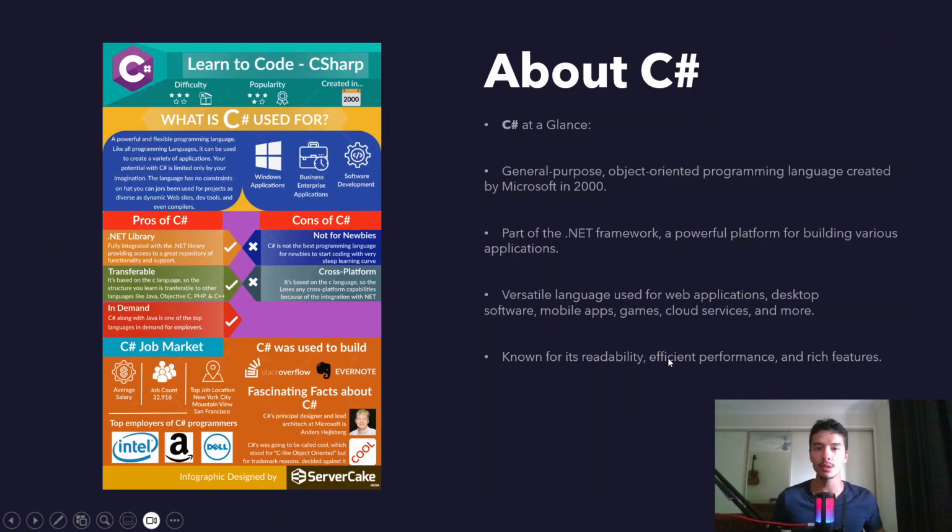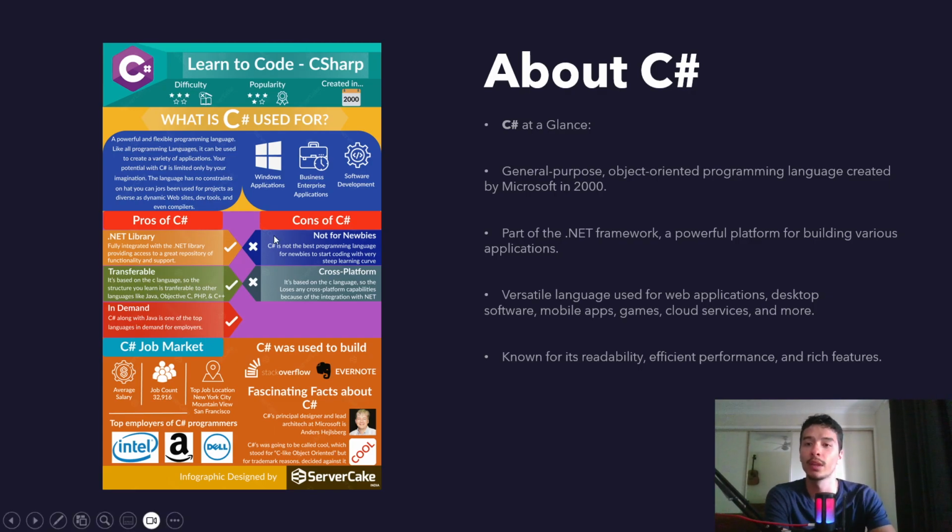Alrighty. So about C Sharp. C Sharp at a glance. It's a general purpose object oriented programming language created by Microsoft in the 2000s, so approximately, yeah, 2000, the start of the century. It's part of the .NET framework, a powerful platform for building various applications. It's a versatile language used for web applications, desktop software, mobile apps, games, cloud servers, and more. It's known for its readability, efficient performance, and rich features.